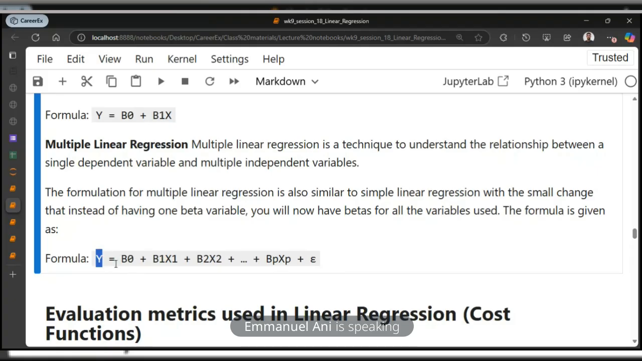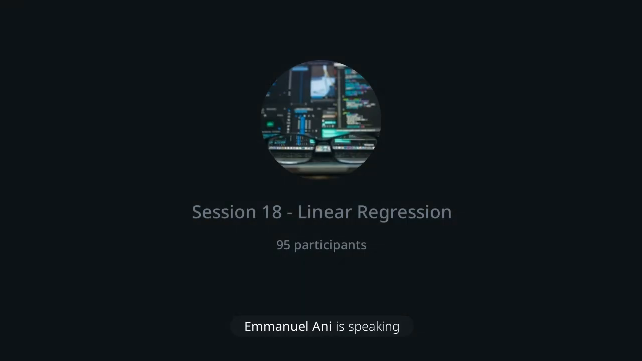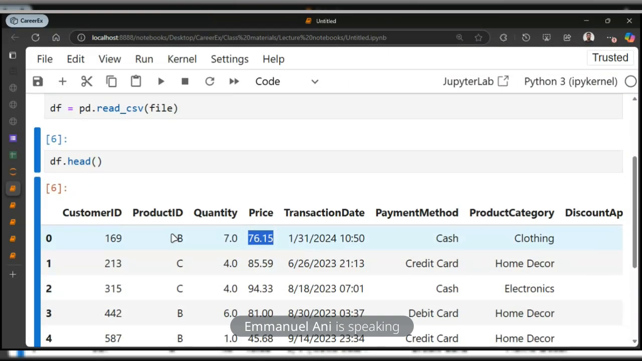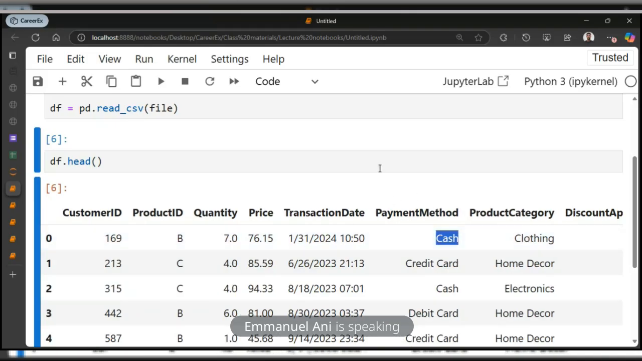Let's take this price. Let's say this is what we want to predict here. We want to predict 76.15, and at the first iteration, it's going to take in all these variables like product ID, quantity, and so on. Remove transaction date, it's not necessary unless you want to change it to months or days of the week. So you have cash, you have closing, you have all these variables here as your independent variables. Once you slot all these variables into the equation, and your model randomly assigns an initial weight to your coefficients, it's going to give you an initial prediction.